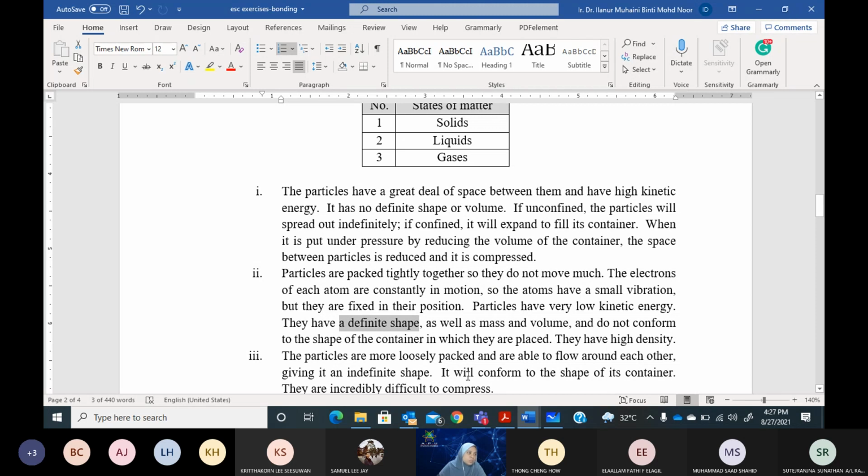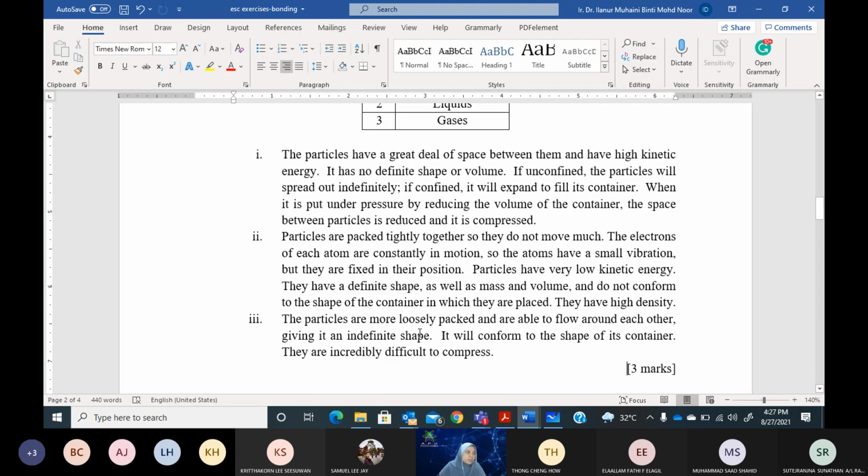Then you know the last should be liquid. The particles are loosely packed and are able to flow around each other, giving an indefinite shape. It will conform to the shape of its container. This one is an important statement. Conform to the shape of its container. If you pour water in a bowl, it will follow the bowl. Follow the size. If you pour in an aquarium tank, it follows it. So they are incredibly difficult to compress.